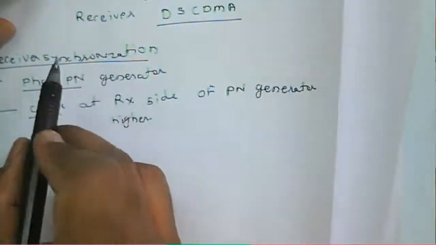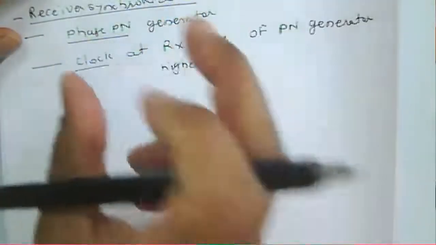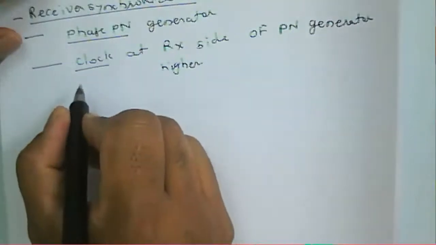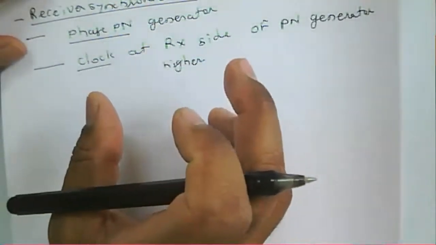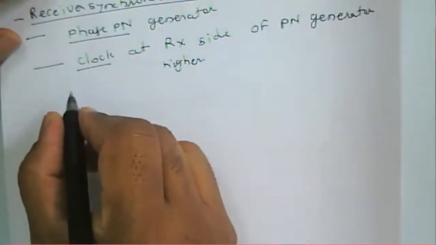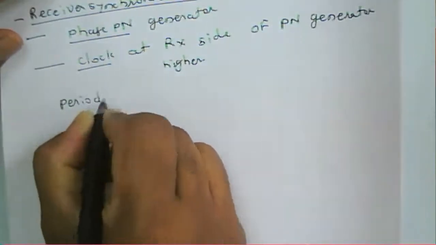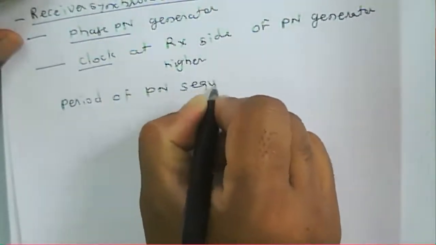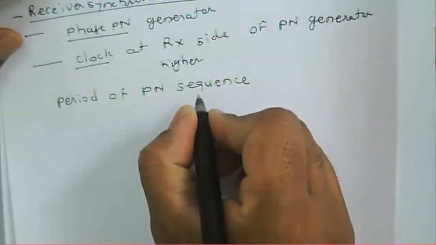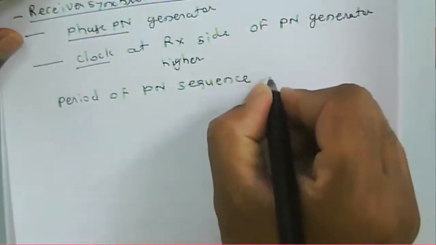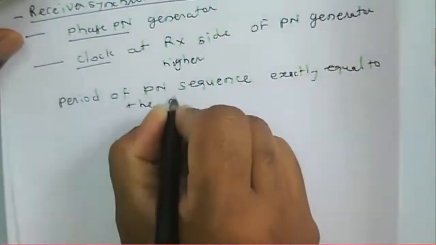Now we consider a PN sequence. What will be the period of that particular PN sequence? Generally we say that the period of the PN sequence will be exactly equal to the data symbol.